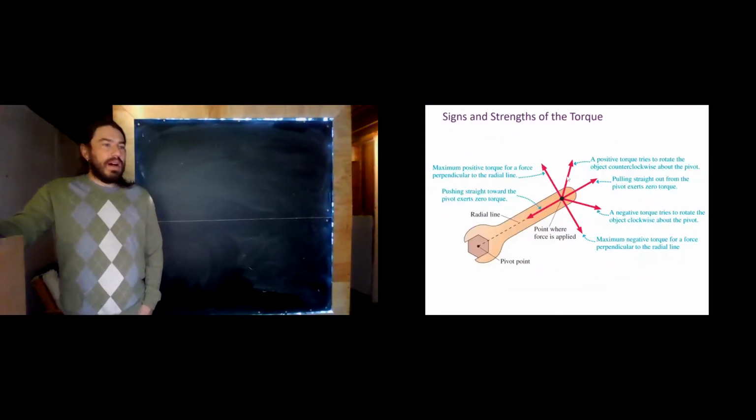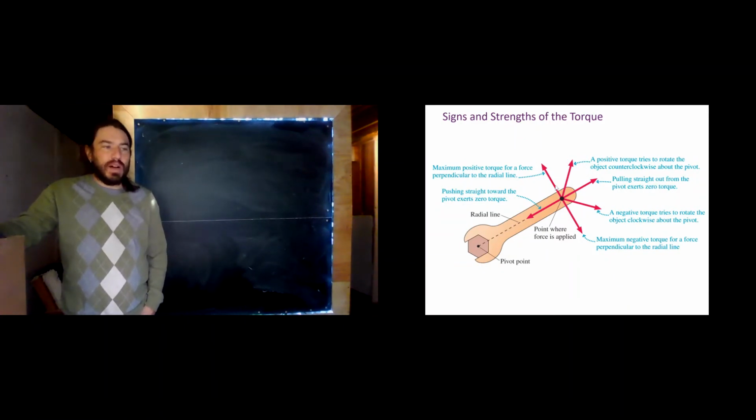The sign of the torque is determined by what direction it's trying to rotate the object, not necessarily just the direction of the force. Here we see a positive torque and a negative torque, but they're not quite as large in magnitude as this positive and this negative.